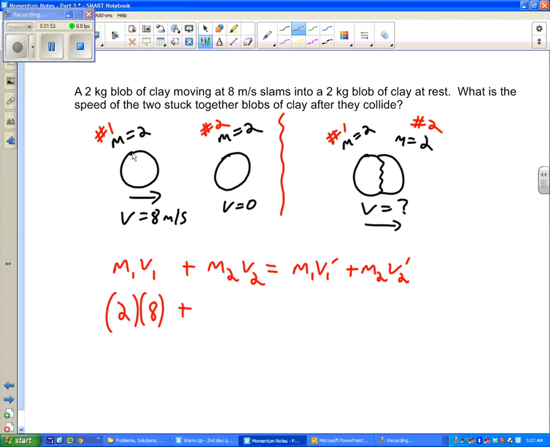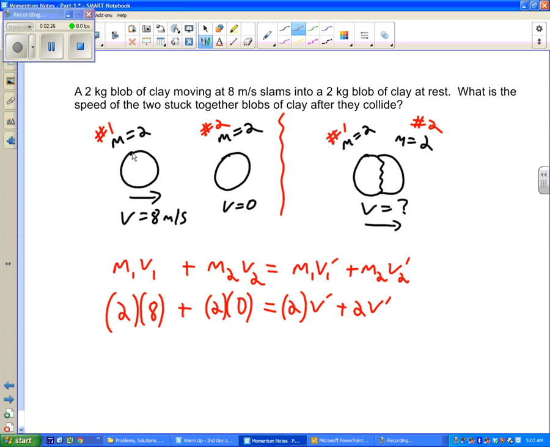I'm also going to look at the second blob before the collision. It has a mass of 2, and it is not moving. So I'm basically just dropping the numbers from the picture straight down into the equation. On the right side, the after the collision side, blob number 1 has a mass of 2. We do not know how fast it's going. And the second blob, same thing. We don't know how fast it's going.